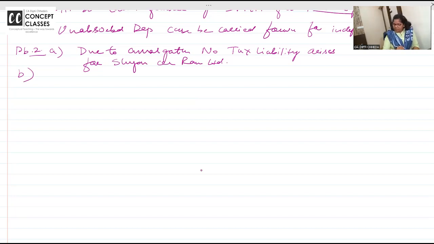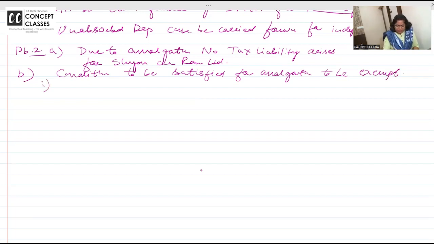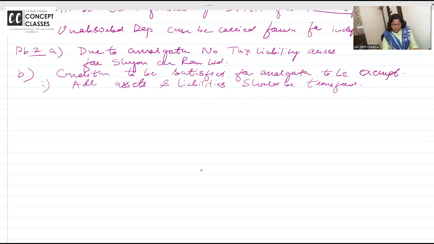State the conditions which are to be satisfied under the act for an amalgamation. Shall we write the conditions, because anyhow you have to write in exams. Conditions to be satisfied for amalgamation to be exempt. Means transfer of all the assets due to amalgamation will be exempt. First one. All assets and liabilities should be transferred.